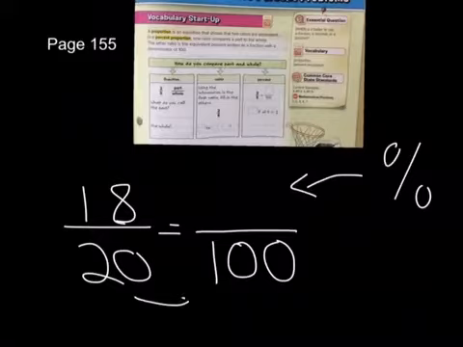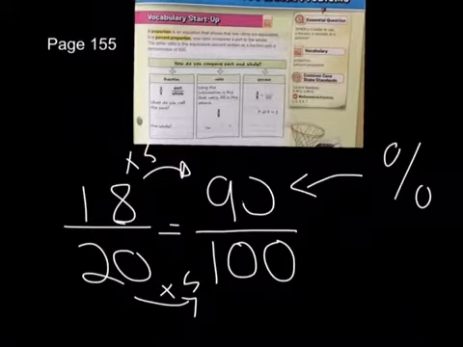So, I multiply this by 5 to get 100. I should do the same to the 18, multiply it by 5. And that'll give you, you're missing 2, so it should give you 90, right? 90%. So when you score 18 out of 20 on a test, you actually scored 90%. 90 out of 100.